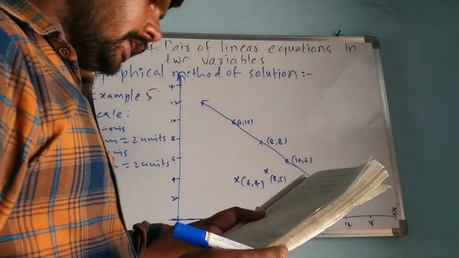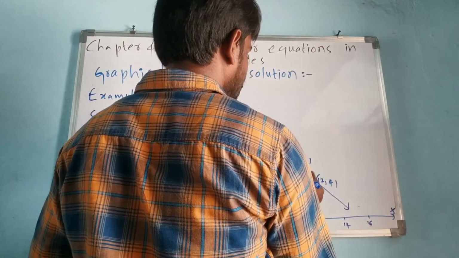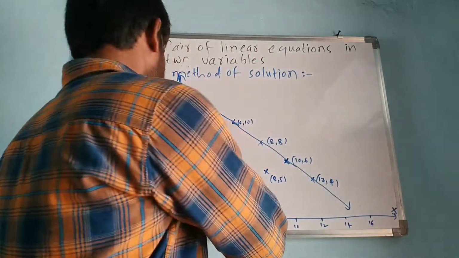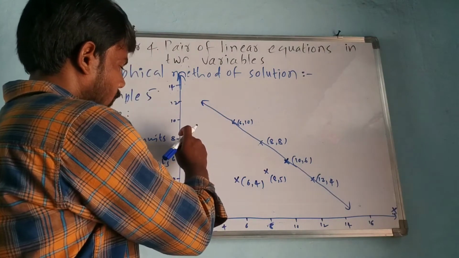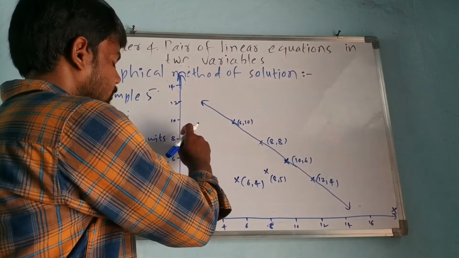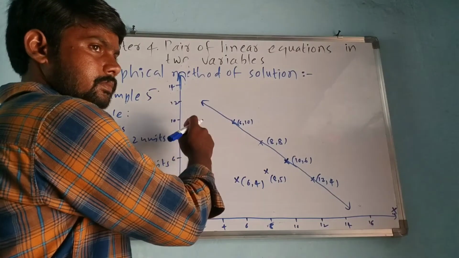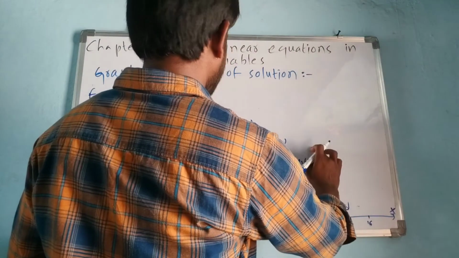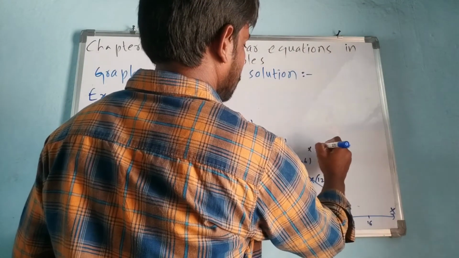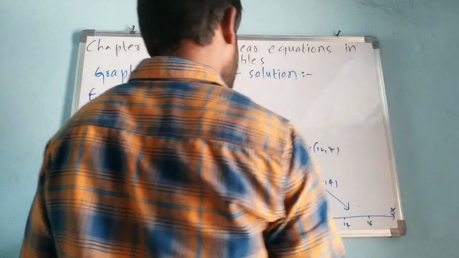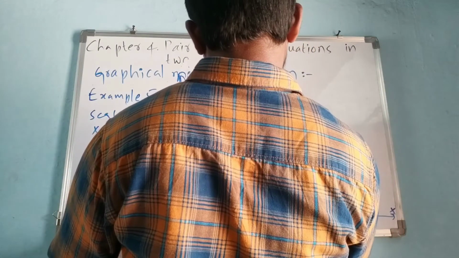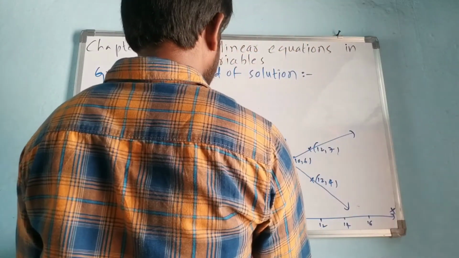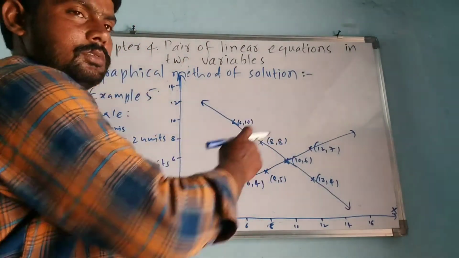And then 10 comma 6. This will be the 10 comma 6. And then 12 comma 7. So 12 comma 7, the 7 lies in the middle of 8 and 6. So here is 12 comma 7. So by joining them, this represents equation 2.